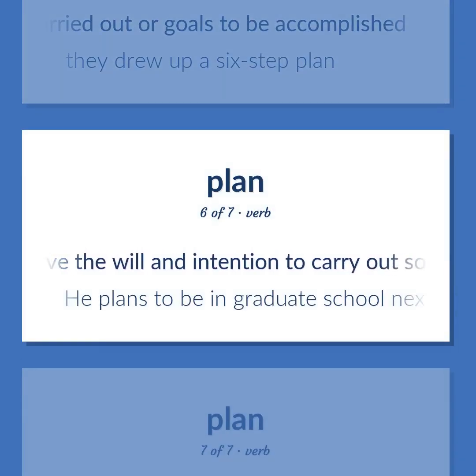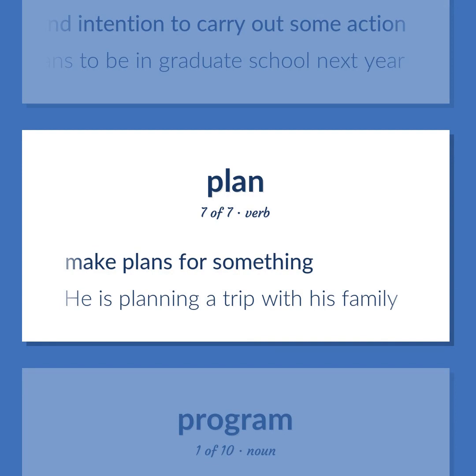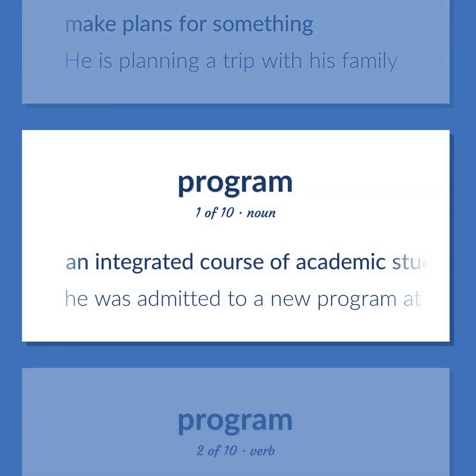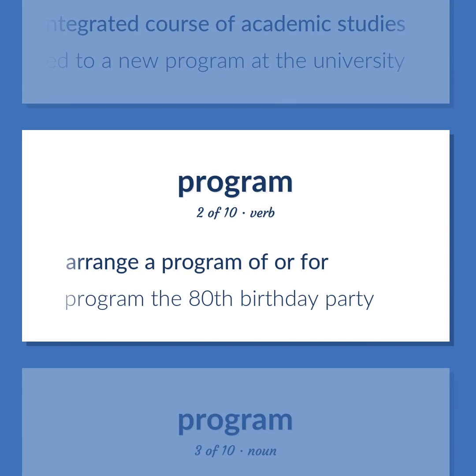Have the will and intention to carry out some action. He plans to be in graduate school next year. Make plans for something. He is planning a trip with his family. An integrated course of academic studies. He was admitted to a new program at the university. Arrange a program of or for. Program the 80th birthday party.